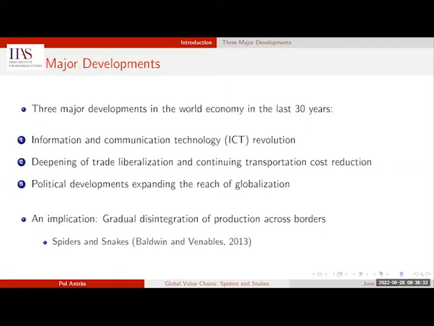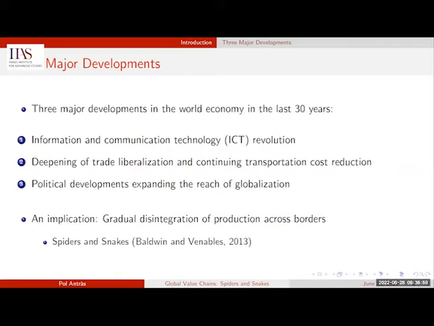You're obviously gonna have to do an exercise in abstraction. You can't really think about, I'm gonna write a model about what Apple does, or I'm gonna write a model of what Toyota does, because obviously there's a lot of idiosyncrasies in firms' production processes. So what we're trying to do in this field is to get at the essence or some distinctive features of global value chains and build frameworks that can account for those features.